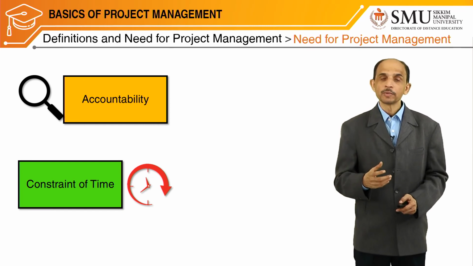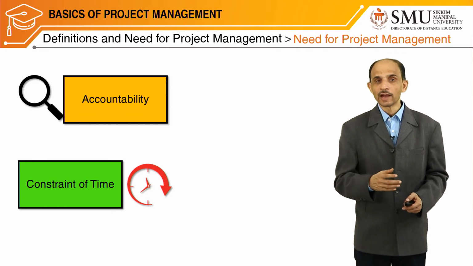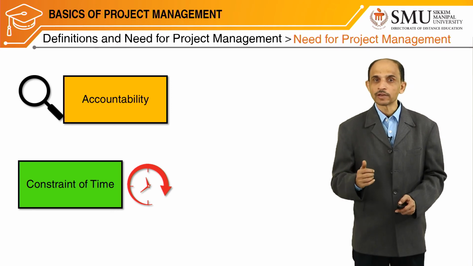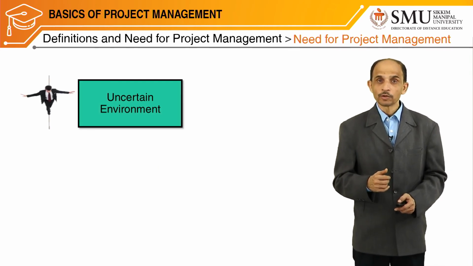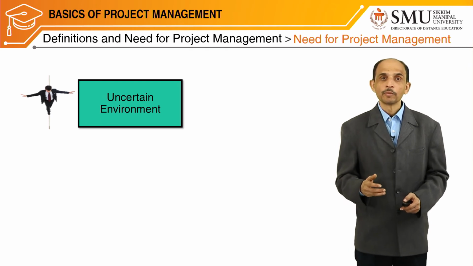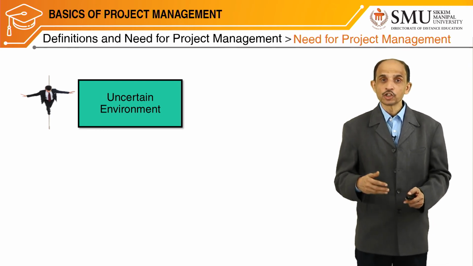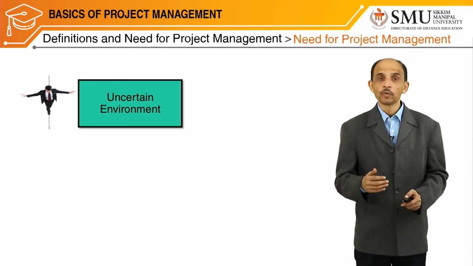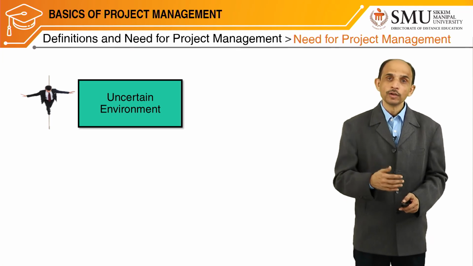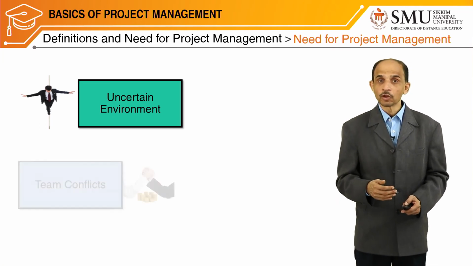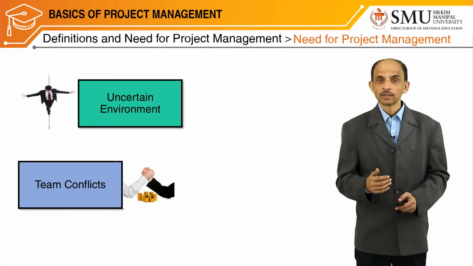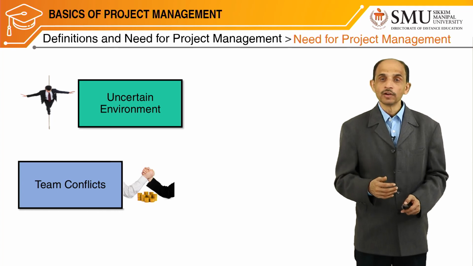We require project management because there's a constraint of time. We don't have the luxury of doing things as and when we want. Since things are time bound, we require project management. We require project management because of an uncertain environment. Things can change at any time, things can go wrong at any time in a project. Therefore, we require project management, which would include risk analysis for an uncertain environment. We require project management because there are team conflicts, and project management would tell us how to resolve team conflicts.